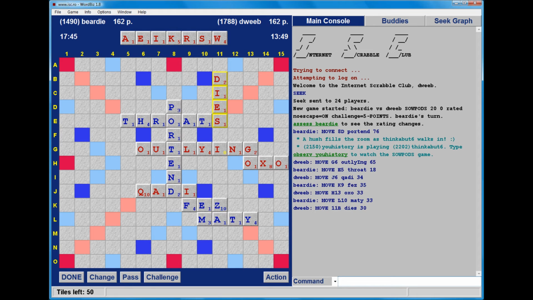And this looks good. I have ski wear. But do I have anywhere to play it? I don't think I do. Maybe my opponent will provide an opening. I need to consider the D of dies as a floater. But I can't see anything through that. I've also got the O of OXO to consider. But I can't see anything there.